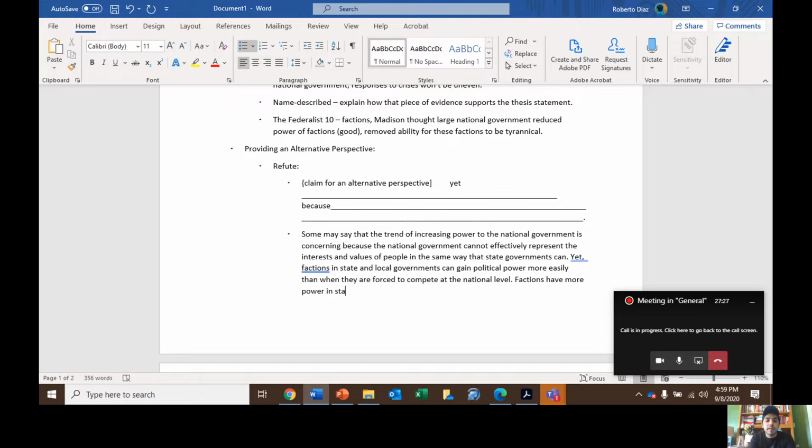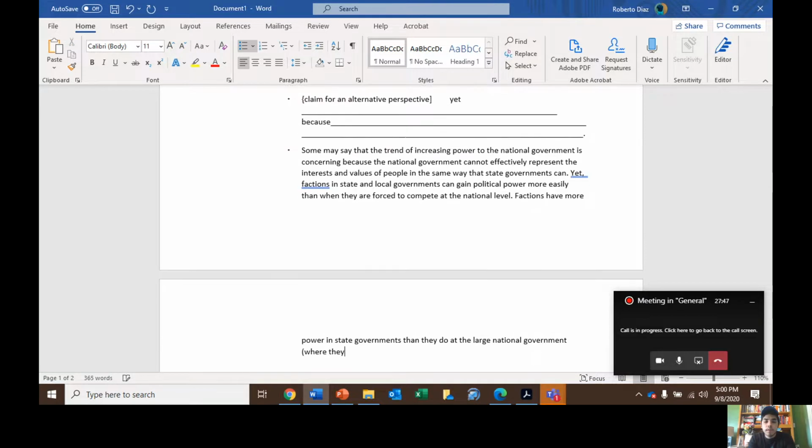Factions have more power in state governments than they do at the national level, where they must compete with more factions to get what they want.